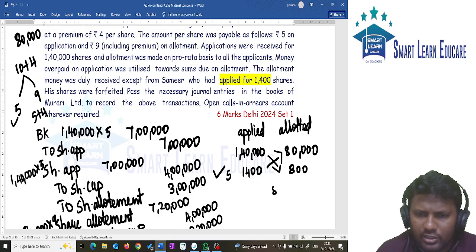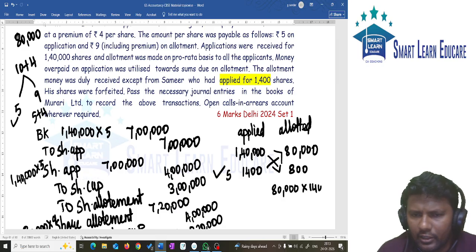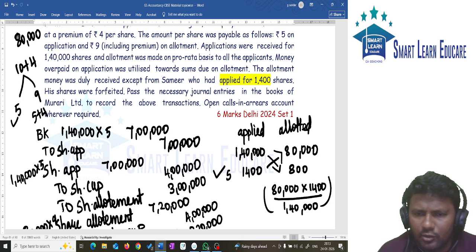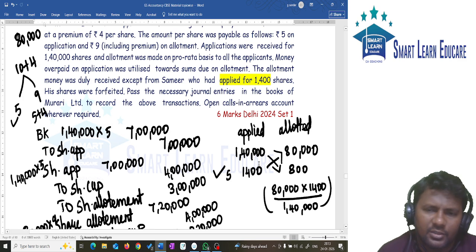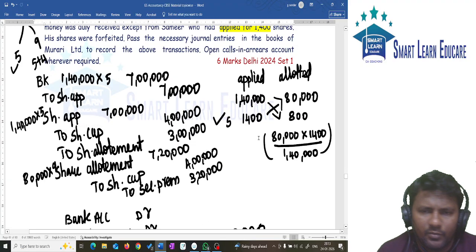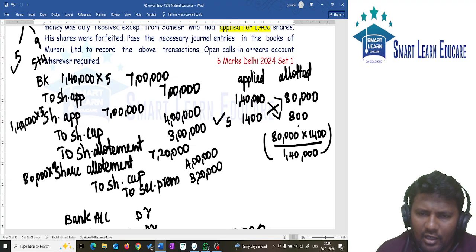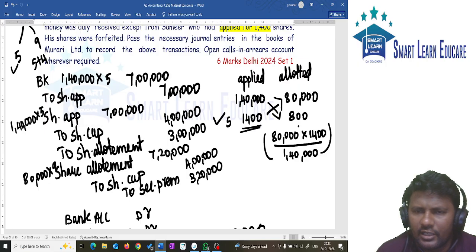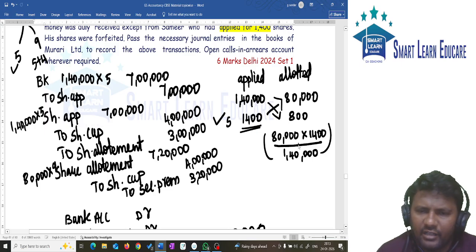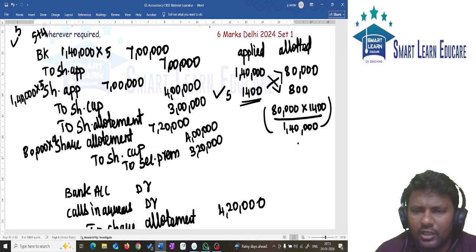So what is the calculation? 80,000 into 1,400 divided by 1,40,000. Once you do the pro rata allotment, you will be getting 800 as the answer. He applied for 1,400 shares. He is allotted only 800 shares. Meaning he will pay application money on how many shares?